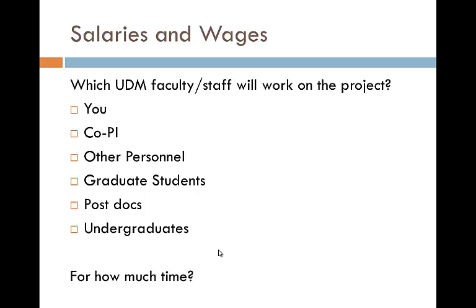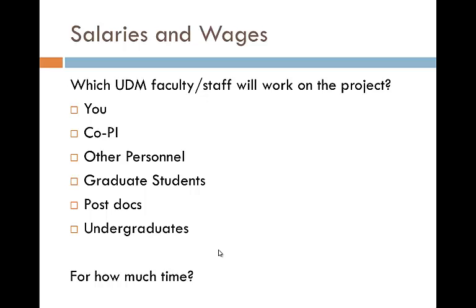Regarding salaries and wages, first you have to decide which UDM faculty and staff will be working on the project. You will probably want to budget some time for yourself, your co-PI or co-PIs, other personnel dedicated specifically to the project, such as a lab manager or someone you need to hire for the project, like a registered nurse or something like that, graduate students, undergraduate students, and postdocs if you have any.